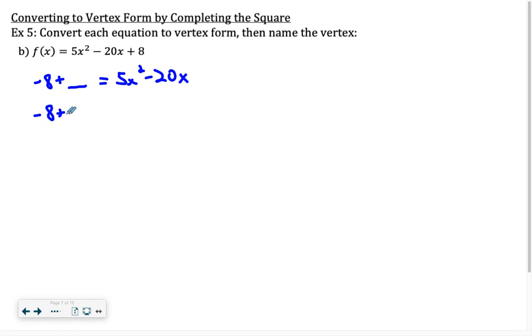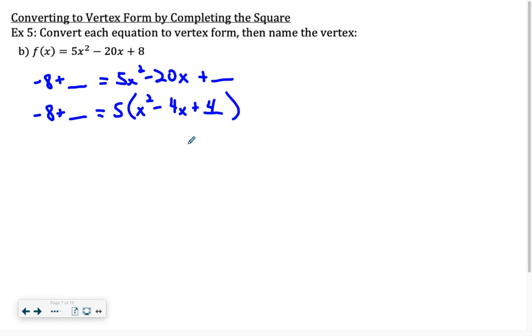So what I'm going to do is make this 5 times x squared minus, if I factor a 5 out of here, that'll just be 4x, then plus my blank. We need this coefficient to be 1 in order to complete the square. So now, if I take half of my b value, that would be negative 2. Negative 2 squared would be positive 4.